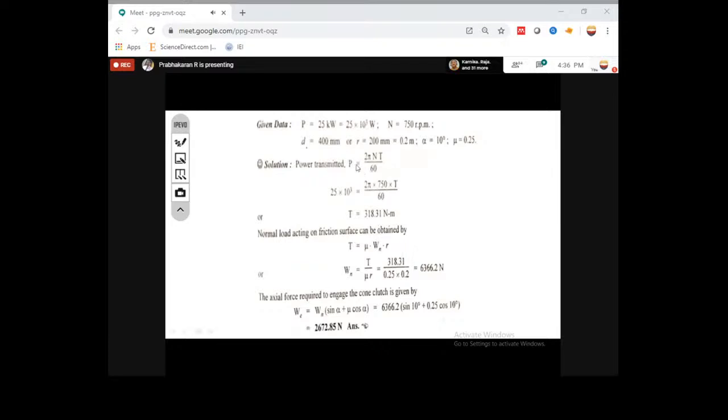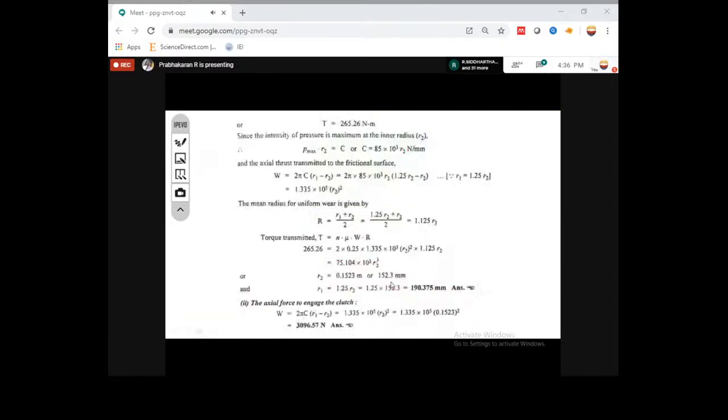Okay, so here from the power I have to find the torque value. In the torque, I substitute here, this is the unknown value, the normal force. From the torque, n mu WR, here there is only one surface, so mu WR. Okay, from that you can find your normal load. Whenever you find the axial force, you should consider the sine and cos components. From that you can find your engaging force. Just remember this for your cone clutch.